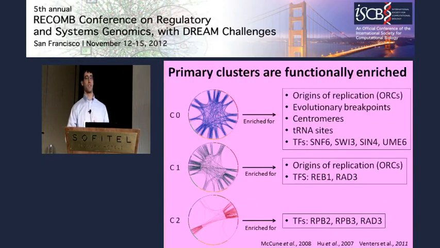So we applied this to our yeast data for each cluster. And what you can see here is a variety of different feature sets which are enriched for one or more of our clusters. These include things like origins of replication, evolutionary breakpoints, centromeres, tRNA sites, all of which have been established before as being enriched for interactions in 3D. And in addition to that, we established that the targets of a number of transcription factors are also enriched in one or more of these clusters. And the transcription factors I'm showing here are involved in things like chromatin remodeling and replication, so these are pretty important.